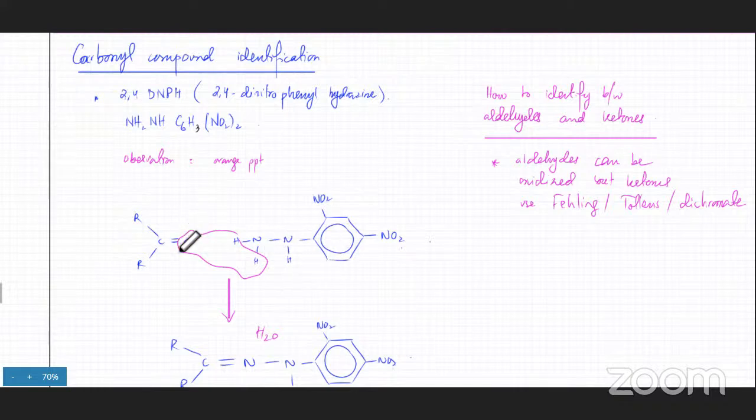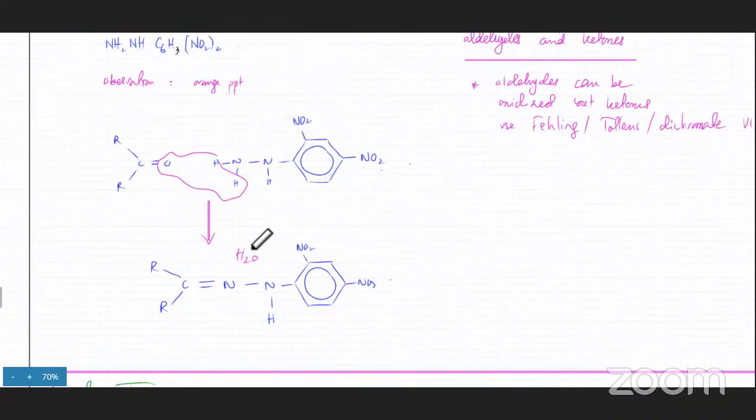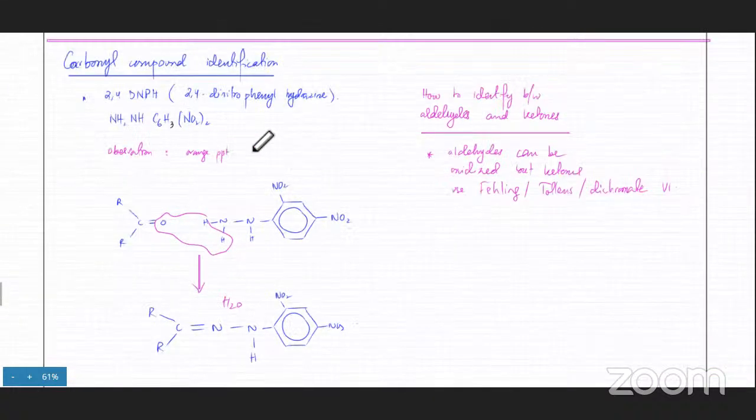What would happen is that the ketone or the aldehyde, the C double bond O part, would join up. It's going to be a condensation reaction. A water molecule is going to be produced, and the C over here would then directly form a double bond with the N over here. So this is your orange precipitate that's going to be formed. Okay, so the observation is that you get an orange precipitate.